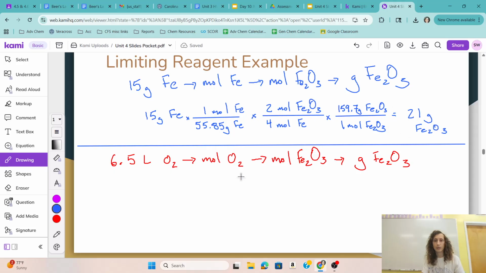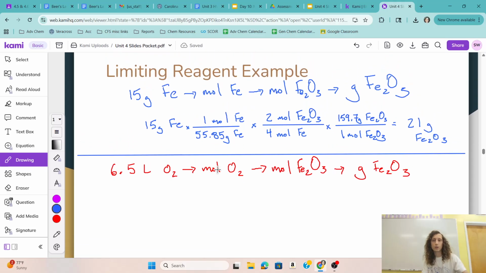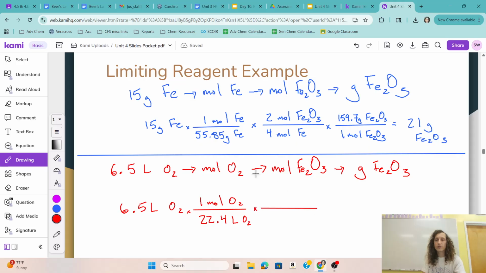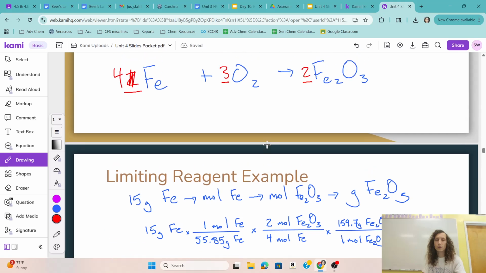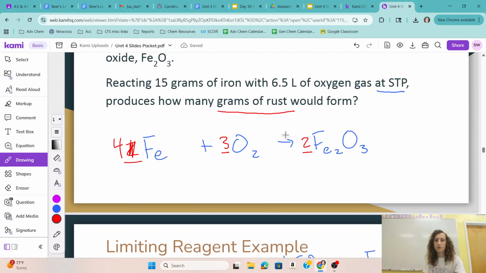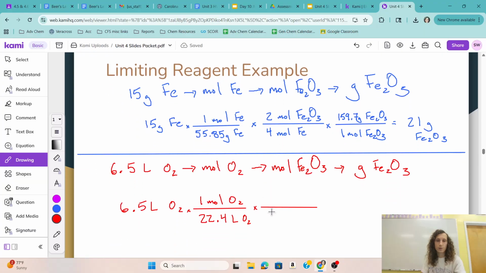So that's how much that would make, but I don't know which one is actually limiting, so I'll have to do it with the oxygen. So 6.5 liters of O2. To convert that to moles, I'm going to use that 22.4 liters per 1 mole conversion, which I can only use if I'm dealing with gases at STP. Then to get moles to moles, I'm looking from the O2 to the Fe2O3. So this is a 3:2 ratio. 3 moles of O2 on the bottom for every 2 moles of iron oxide on the top.